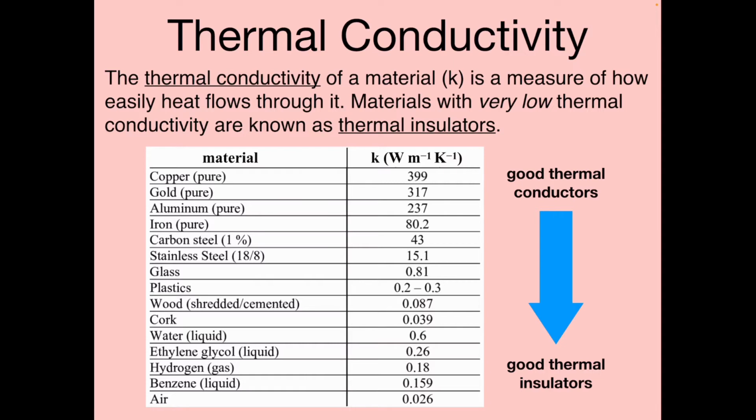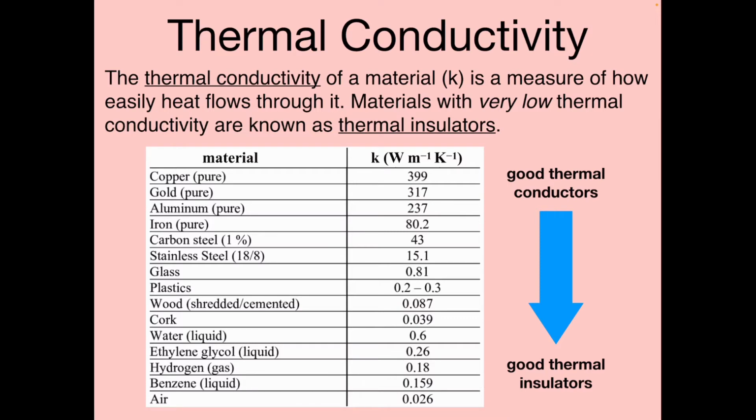So if we look at this table here, we have different materials and the value of K, the thermal conductivity, listed for each one of those materials. And in the table, things are arranged from high K values on top to low K values down here.